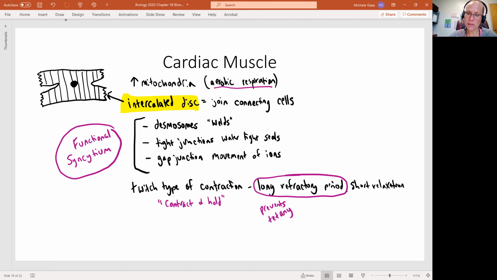The other thing that we see with the long refractory period is that we're going to use calcium ion channels to help give us what's described as a long plateau, meaning when you graph out the cardiac muscle contraction, you'll see that long refractory period.